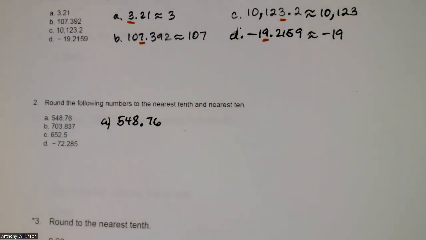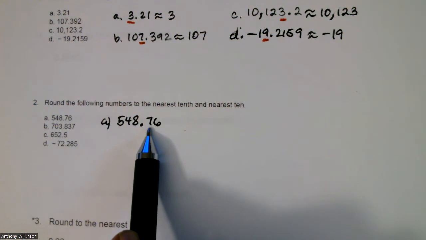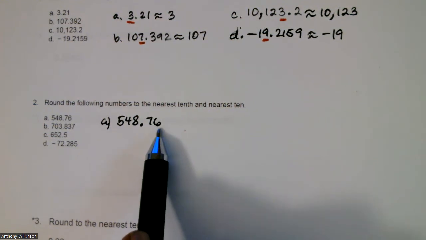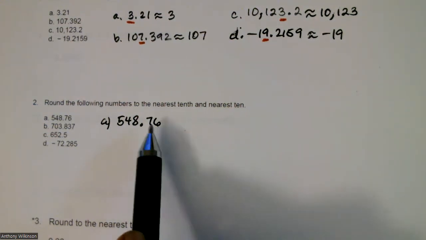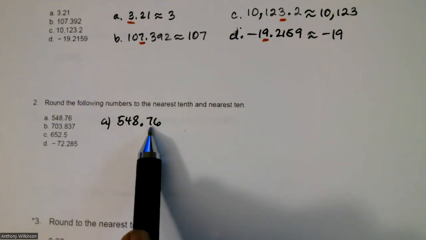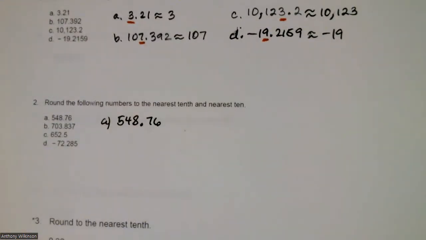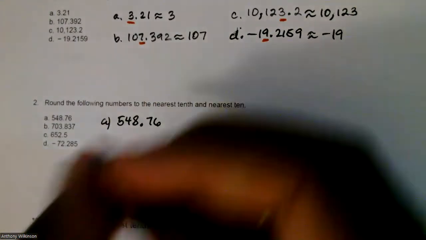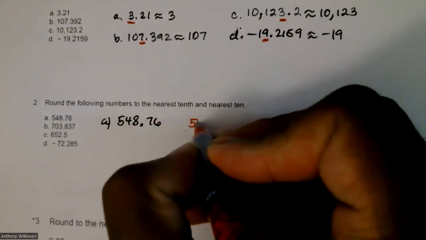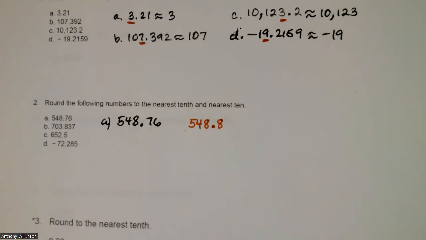First of all, the tenths place is the first digit after the decimal point. So we look at the first digit after that decimal point, that is a 7. To the right of it is 6. 6 is bigger than 5, so we increase the 7 to an 8. So this will be approximately, now write the answer in red ink, 548.8. That's to the nearest 10th.